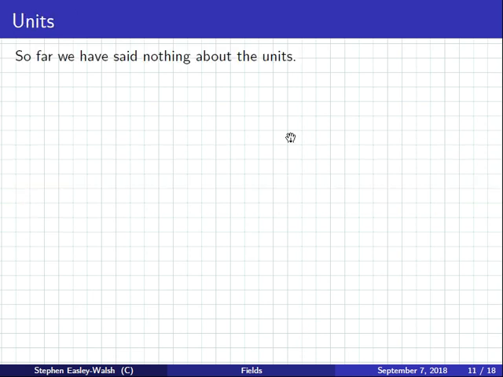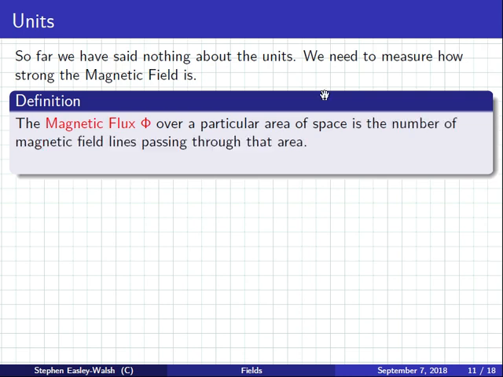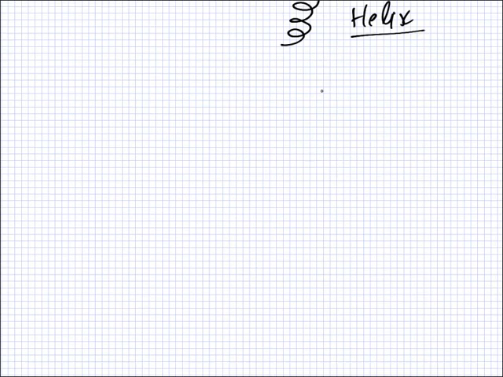Okay, so far we've not talked about units. So we need to measure how strong the magnetic field is. The way we measure that is something called the magnetic flux over a particular area of space. It is the number of magnetic field lines passing through that area. And the SI unit is called the Weber. So I'll show you with a picture.